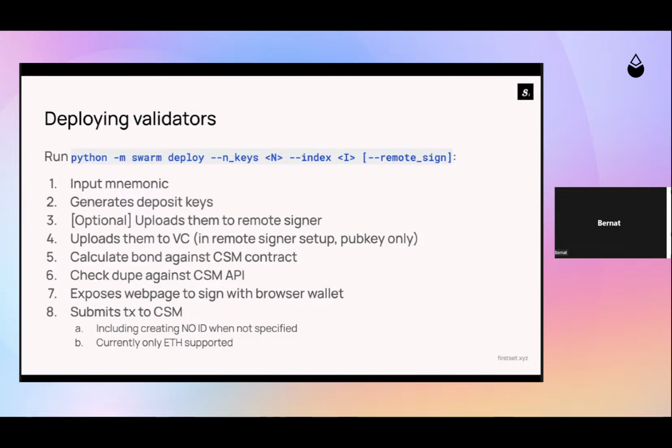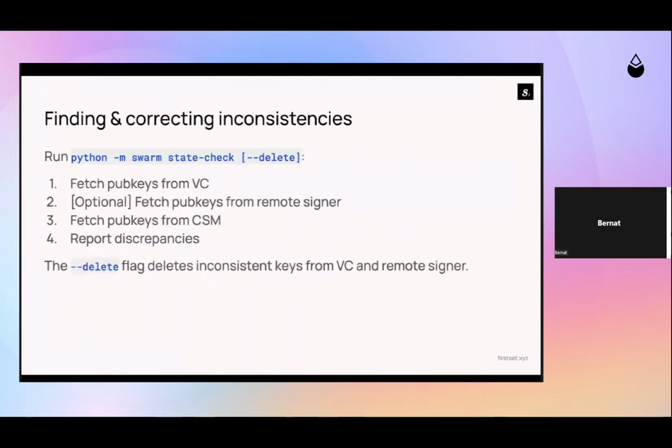As part of it, the tool exposes a web page. It spins up a web server and gives you a URL that you access on your localhost, and you can sign the transaction with MetaMask. So that's how it works, and I'll demo it later. For inconsistencies, that's basically how the command works. It's called state check. Without the delete flag, it just provides a report of the inconsistencies. With the delete flag, it tries to rectify them.